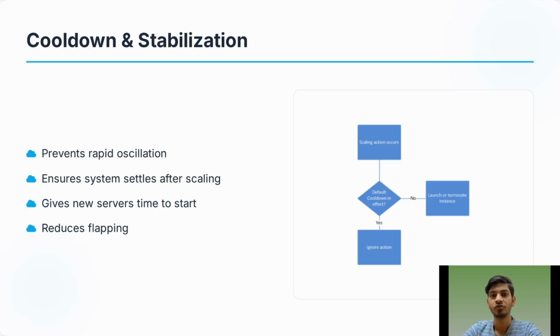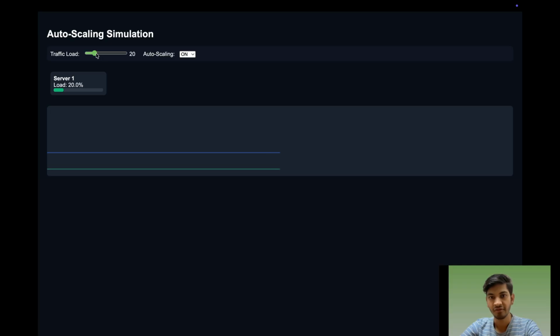This is one of the most important concepts in autoscaling. Cooldown is the waiting period after a scaling action. It prevents the system from reacting too quickly to temporary changes. Without cooldown, the system can flap, continuously scaling up and down, wasting resources and harming performance. Cooldown ensures stability.